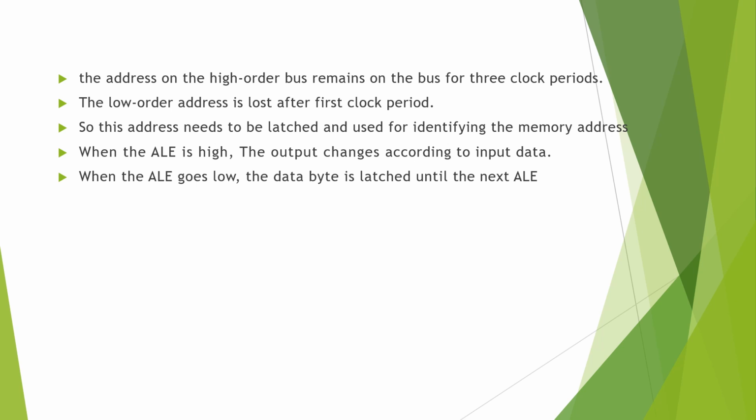The address on the high order address bus remains for 3 clock periods, but the low order address is lost after the first clock period. So to retain this address for a longer time, this address is to be latched to identify the memory address. That is, when the ALE signal is high, the output changes according to input data, but when the ALE signal goes low, the data byte is latched until the next ALE.